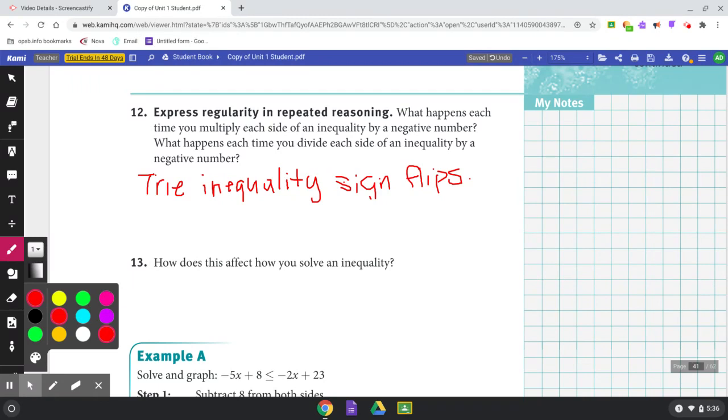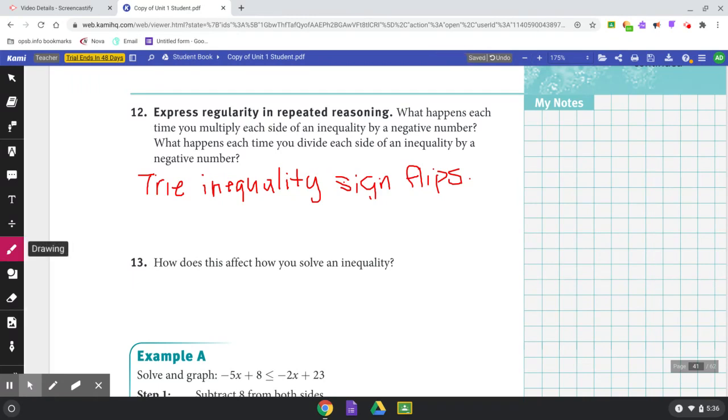Okay, anytime you multiply or divide by a negative number, the inequality sign flips. How does this affect how you solve an inequality? Well, the solutions would flip and extend in the opposite direction. The solutions would be in the opposite direction.